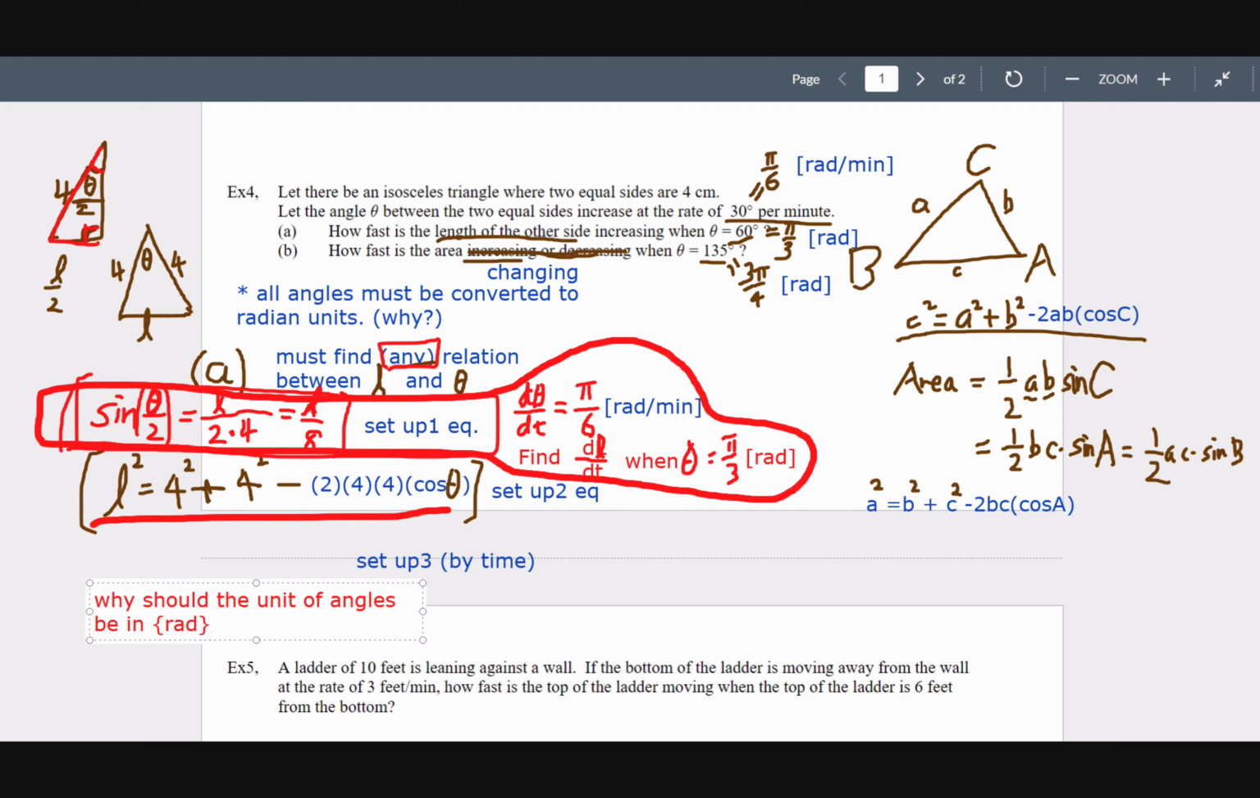Why should the angle be in square brackets? I want the square bracket, not the fancy parentheses. Why should the units of angles be in radians? This is not an easy question. It's hidden. You have to know the history of the angles and where these formulas are coming from. This is a hard question, but you must know it. Anyway, this is a must.